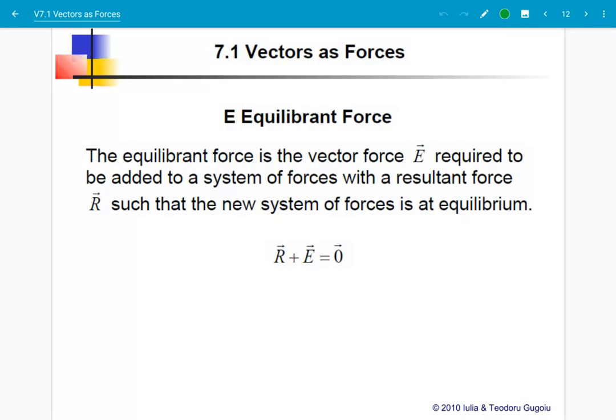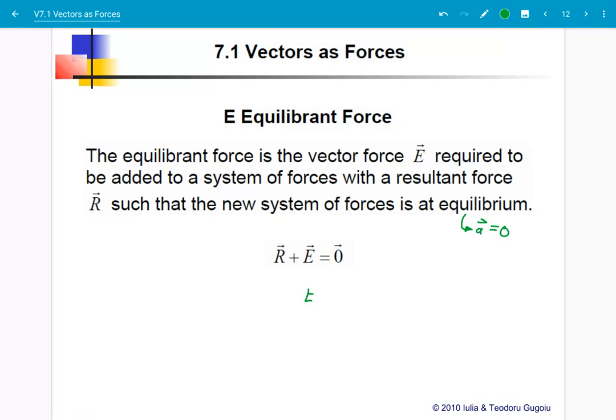Equilibrant force. The equilibrant force is the vector force E, capital E, required to be added to a system of forces with resultant force R such that the new system of forces is at equilibrium. So if it's at equilibrium, there has to be an opposing force that keeps it from acting. So if an object is sitting on a table and gravity is pulling down on it, then the table must be pushing up on it, or the floor must be pushing up on it in order for it to be in equilibrium. Otherwise, there would be acceleration. Right? Because equilibrium means that acceleration is 0.